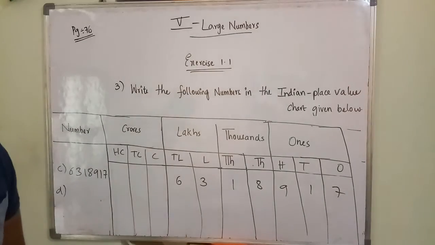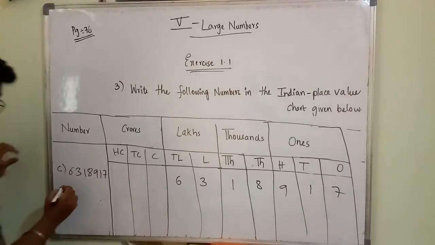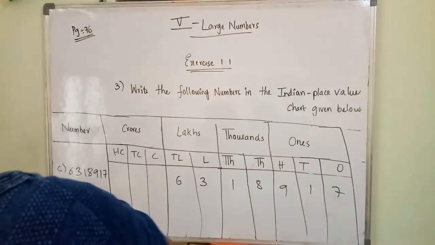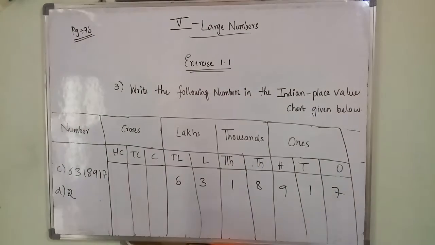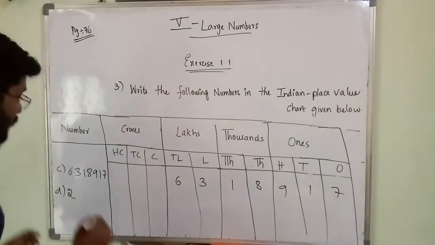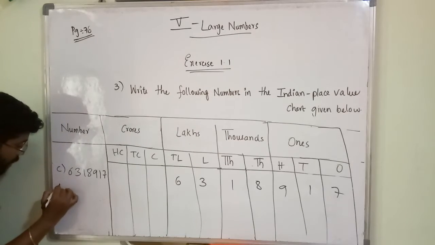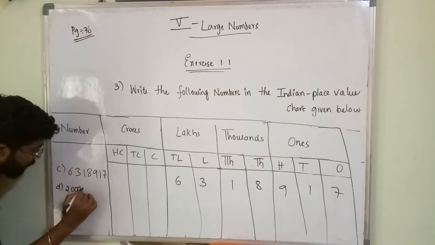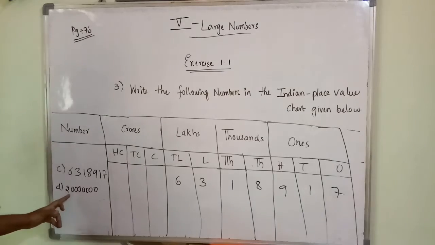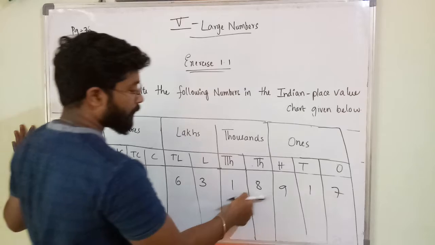So next number is what? It is 2 crores. It is an 8 digit number, no? So here, how many digit number is this? 1 2 3 4 5 6 7 8. This is an 8 digit number. 2 and 7 zeros. Okay, 2 and 7 zeros. So let us arrange. This is an 8 digit number now. So 8 digit number means from here it will start, 1 2 3 4 5 6 7 8.